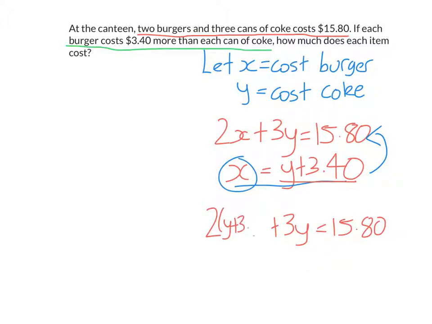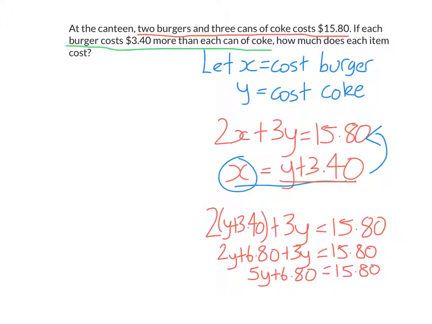You know how to solve these equations. Expand the brackets. Then we collect like terms, and we solve like normal. You subtract $6.80 from both sides, and then you divide by 5. I get y equals 1.8. Of course, that means in this context $1.80.